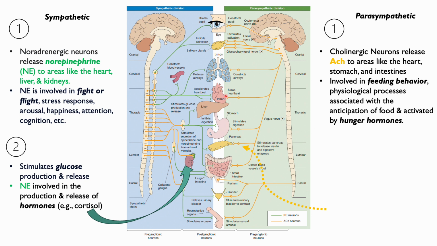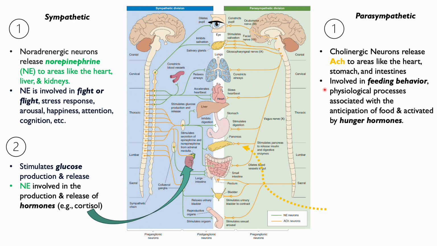Remember that these receptors sit on the cardiac muscle of the heart, and when acetylcholine is released here, they can aid in slowing down heart rate. So this is helping the body to rest. Also, these cholinergic neurons are involved in feeding behavior, physiological processes associated with the anticipation of food, and they're activated by hunger hormones. We're going to talk about how the hypothalamus largely commands these actions.